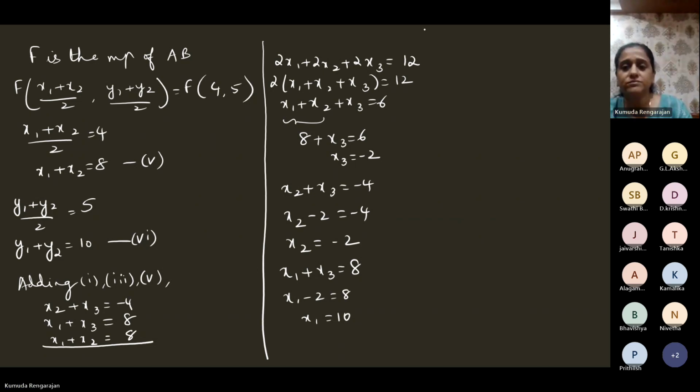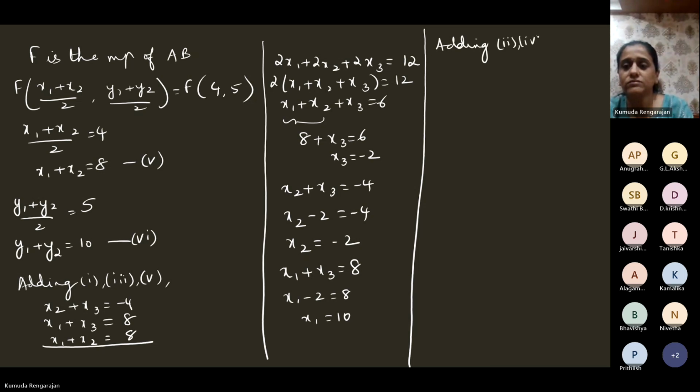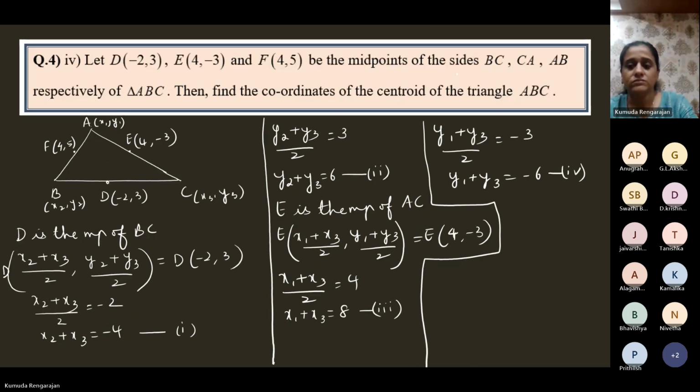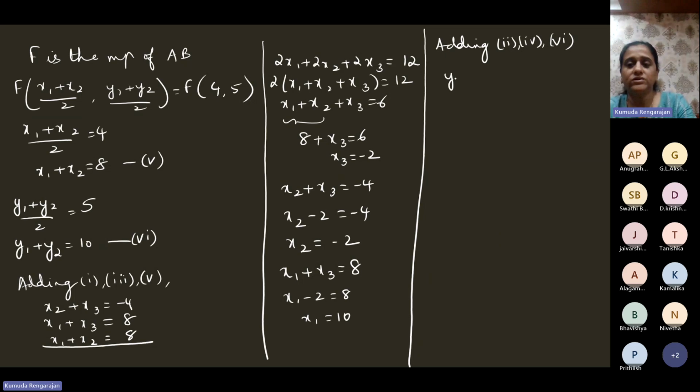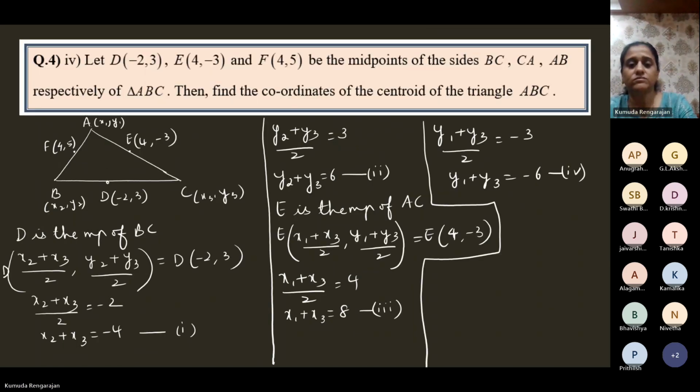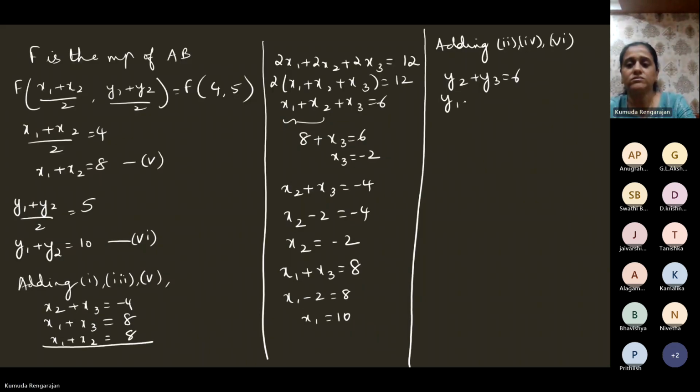Right? Adding Y2 plus Y3, 6. Y1 plus Y3, -6.